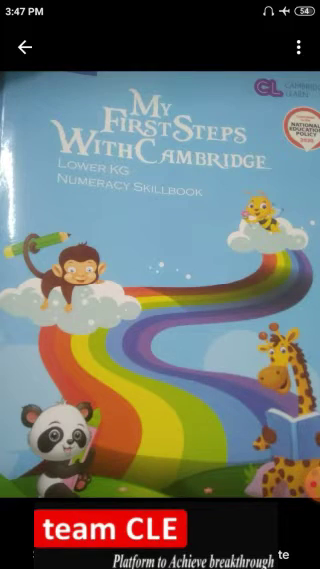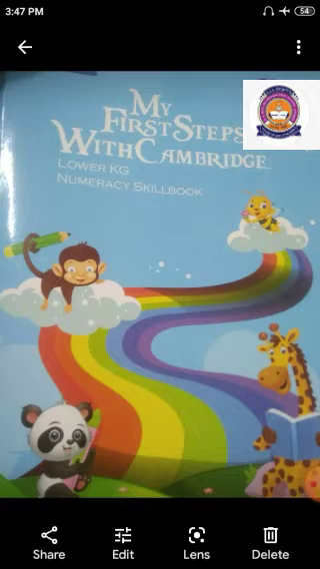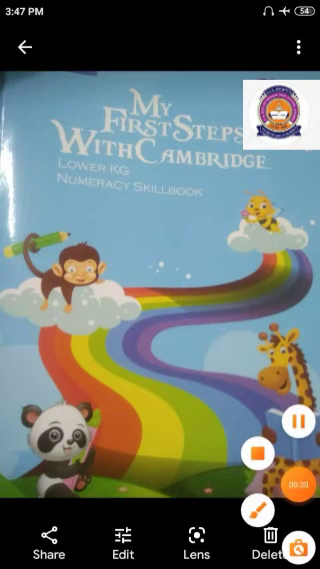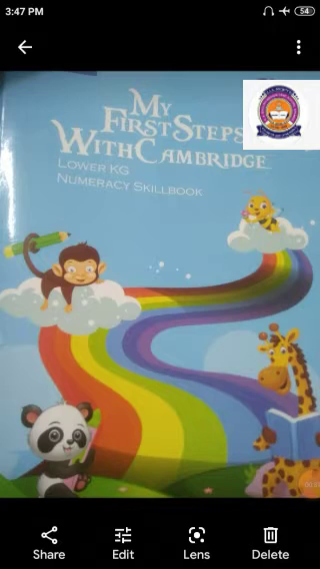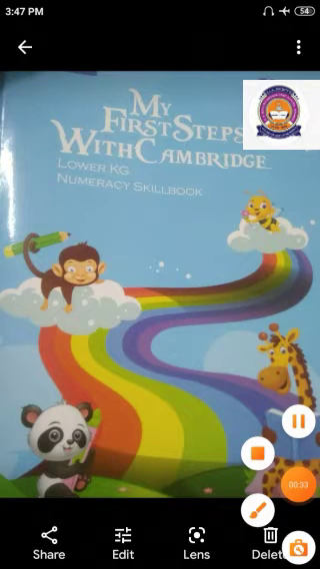In previous maths class, what did we learn? Can you tell me, children? Long and short. Yes. Today we will learn the next concept, inside and outside. Open your numeracy skill book, page number 7. Okay.